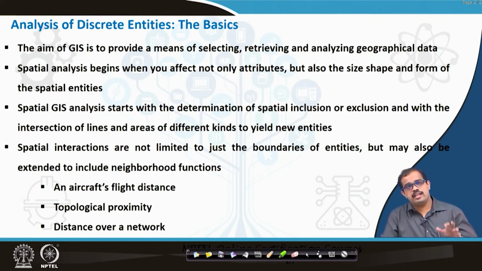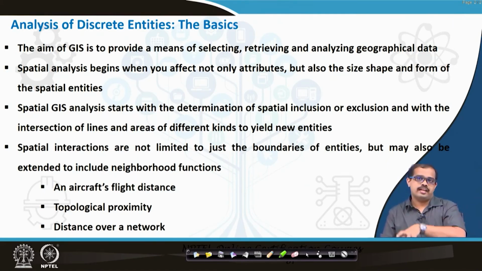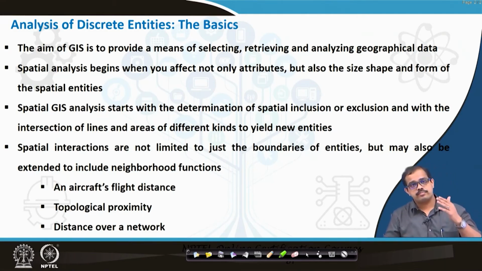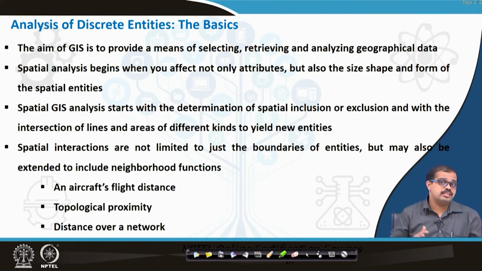GIS analysis starts with determination of spatial inclusion or exclusion. I was speaking in the previous class only about inclusion. Now, it is both inclusion and exclusion. You can look at both of these. Interactions are not limited to just the boundaries of the entities, but can also be extended to include neighborhood functions. For example, aircraft distance, then topological proximity, or distance over the network. So, all of these can be analysis of a discrete entity.